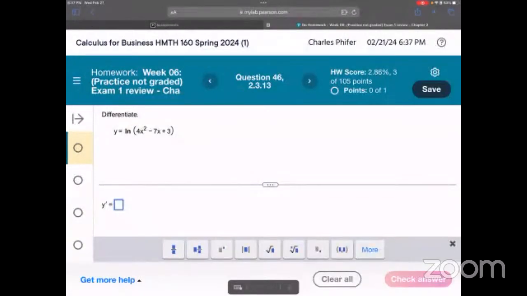Okay, so we're doing du over u. So the derivative of the inside part looks like it's going to be 8x minus 7. Let's do a fraction. It's going to be 8x minus 7 over that 4x squared minus 7x plus 3. Okay.